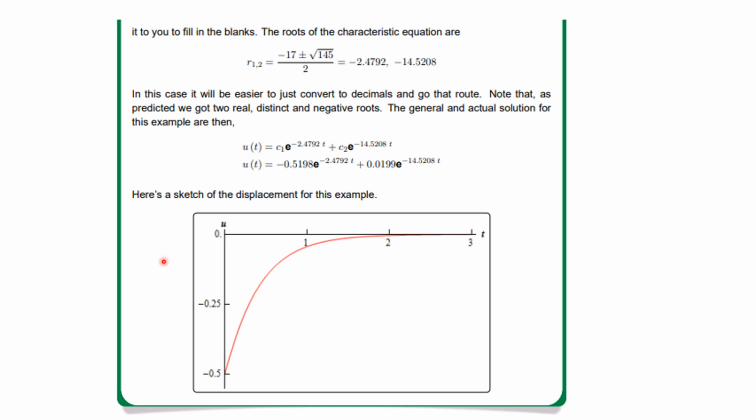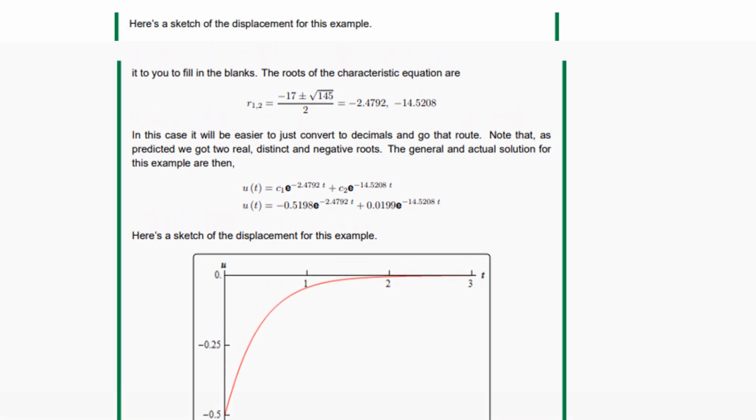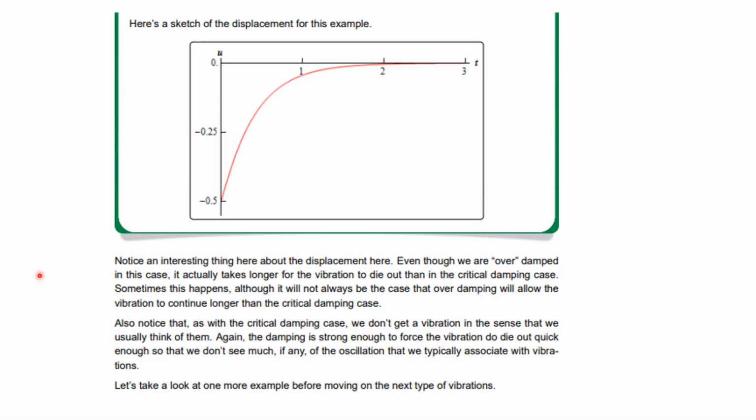And here's a sketch of the displacement for this example. Again, this is overdamping, and you see that again, not much in terms of an actual vibration. Now note an interesting thing does happen here though. Even though we are overdamped in this case, it actually takes longer for the vibration to die out than in the critical damping case. Sometimes this happens, but it's not always the case that overdamping will allow the vibration to continue longer than the critical damping case.